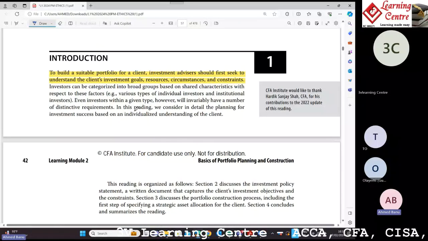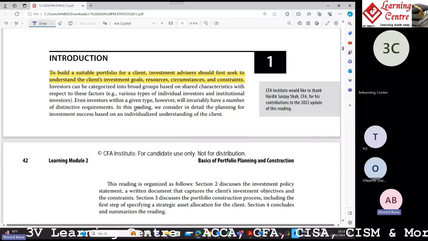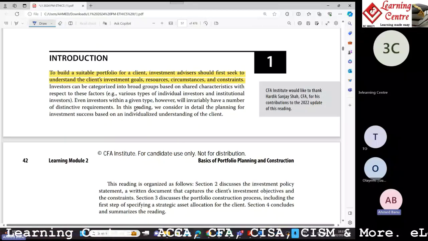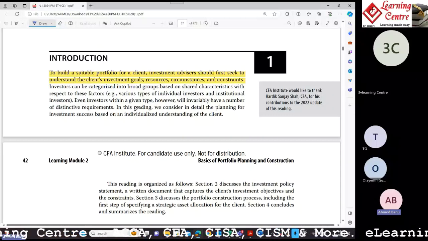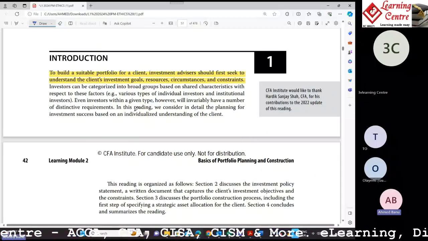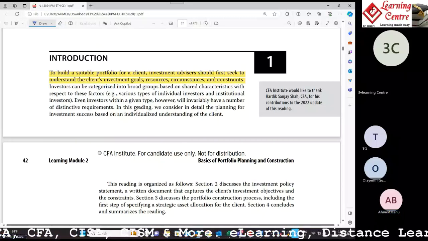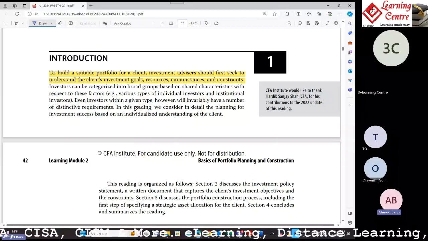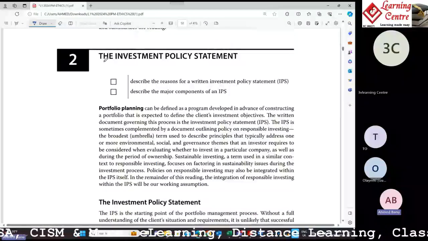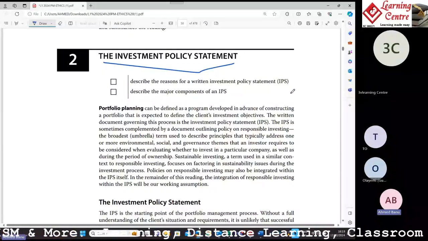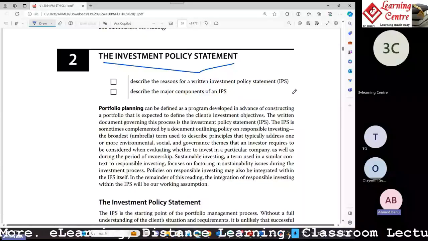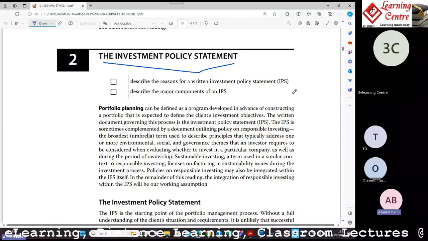And the key to planning involves 2 things: understand your client's investment goals, resources, circumstances, and constraints, and develop your IPS. Those are the inputs into your IPS. So let's move into the next section, which talks about the investment policy statement, which is what I just mentioned as the IPS.